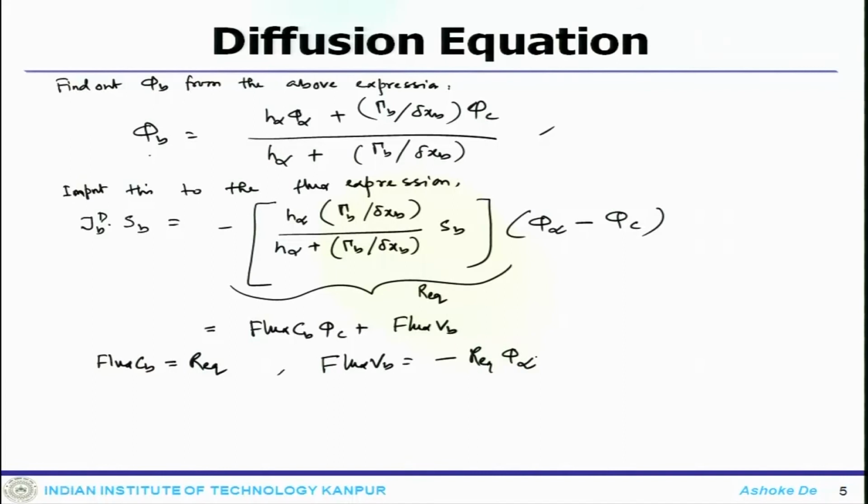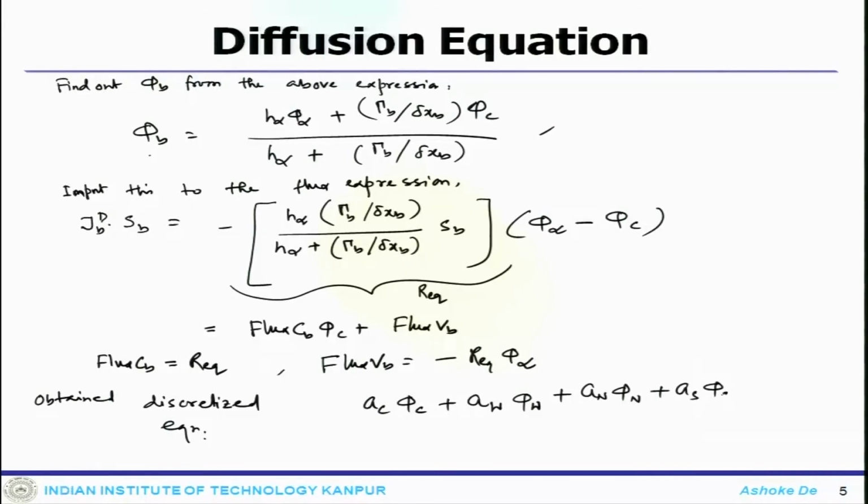So, once you use this information and put it in, the obtained discretized equation would have the expression like A_C phi_C plus A_W phi_W plus A_N phi_N plus A_S phi_S equals B_C.